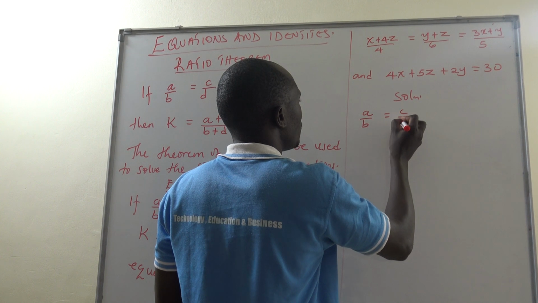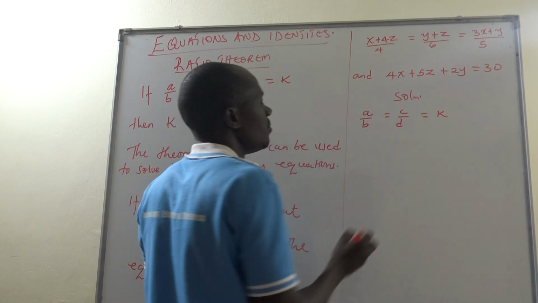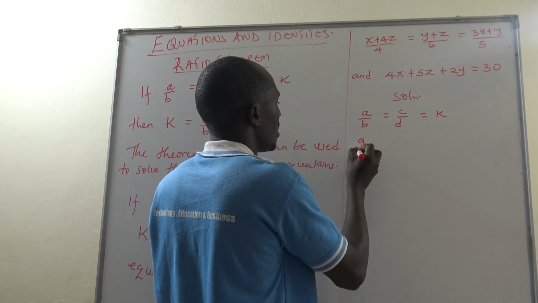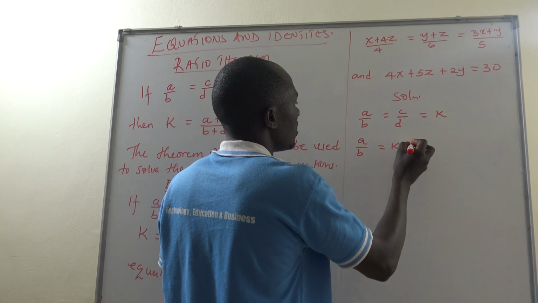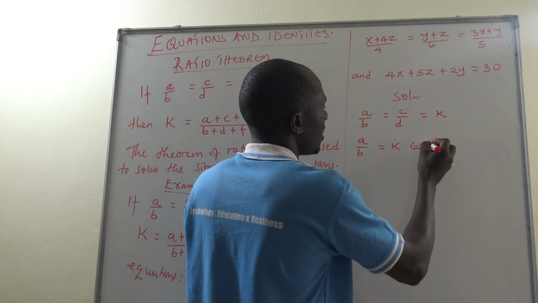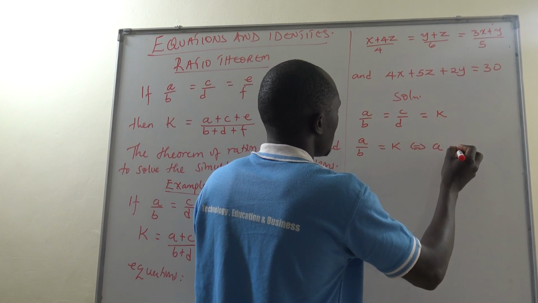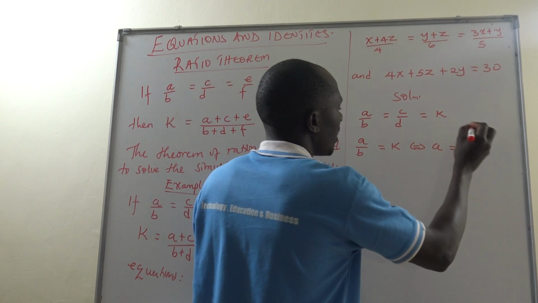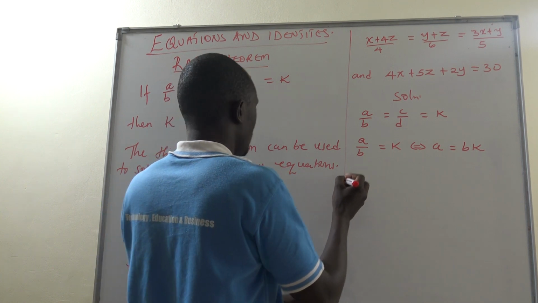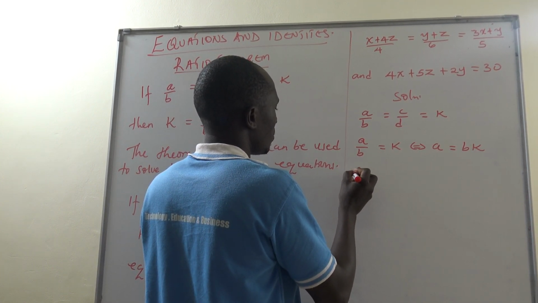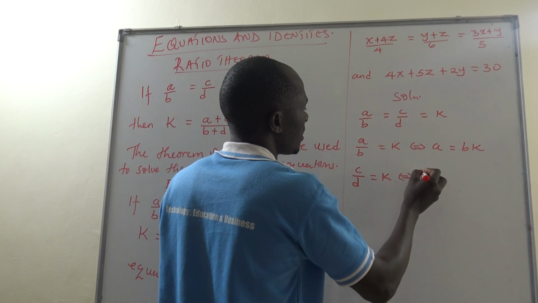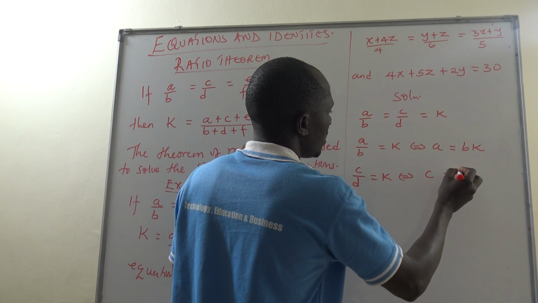So when we start with this, we are going to start by saying A out of B equals C out of D equals K. It means every ratio equals a constant. The first one we say A out of B equals K. This implies that when you make A the subject, A equals KB or BK. So also C out of D equals K. This implies that what is our C? Our C equals DK.